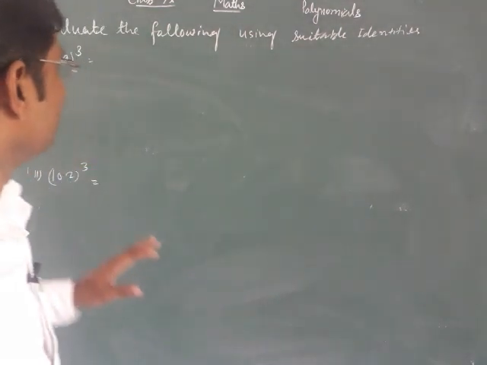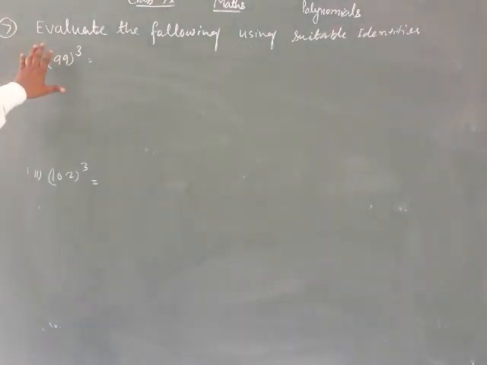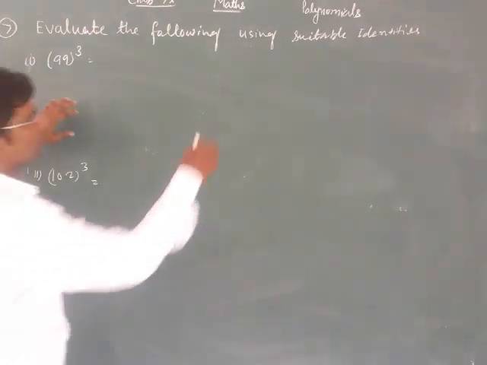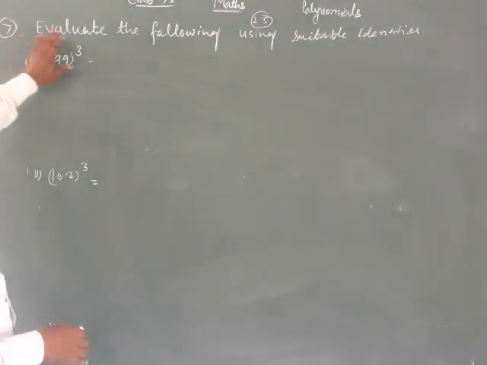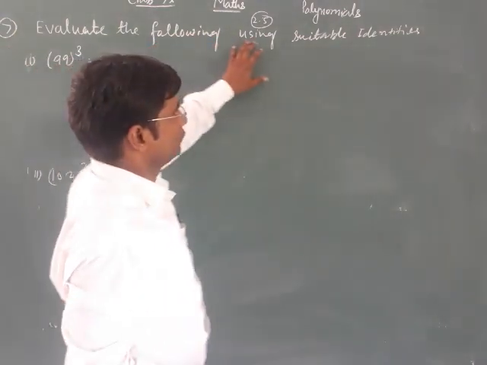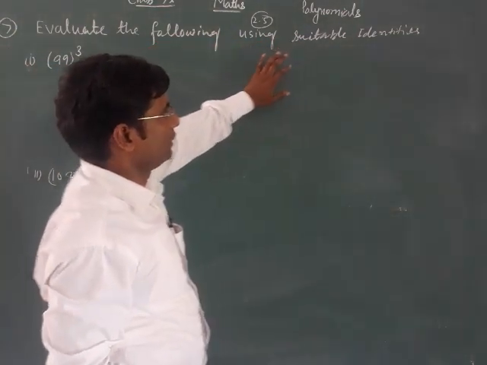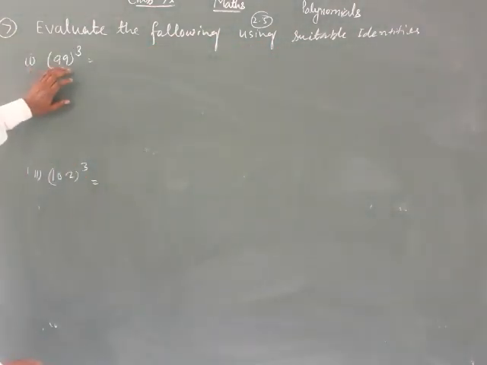Dear student, today I will solve the remaining questions of exercise 2.5. Question number 7. Evaluate the following using suitable identities. First part, 99 whole cube.